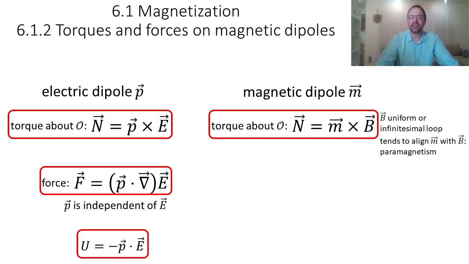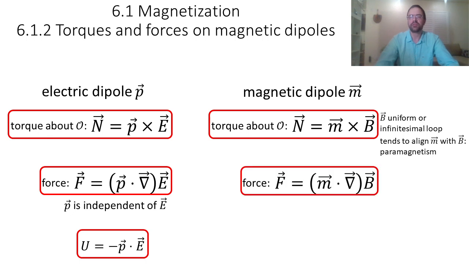And we had also seen that the potential energy of the dipole is given by minus p dot E. So by analogy, we will skip the derivation here, and we will admit that the force on the magnetic dipole moment is given by m dot gradient of B. And that works if the magnetic dipole moment is independent of the magnetic field B.